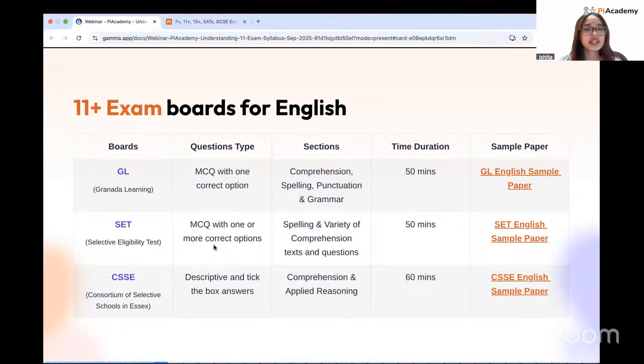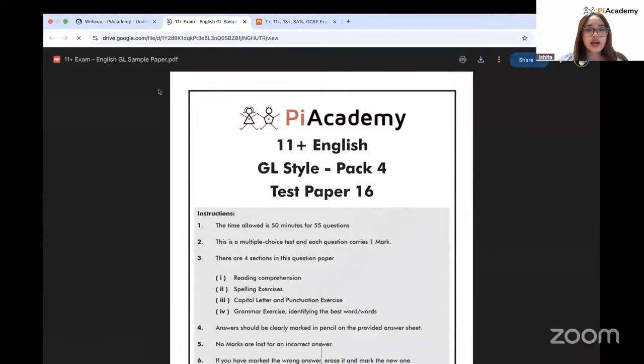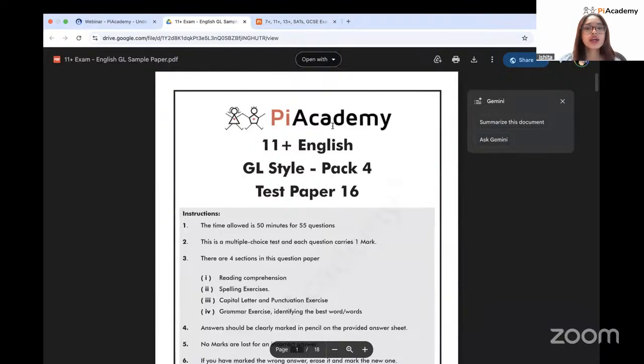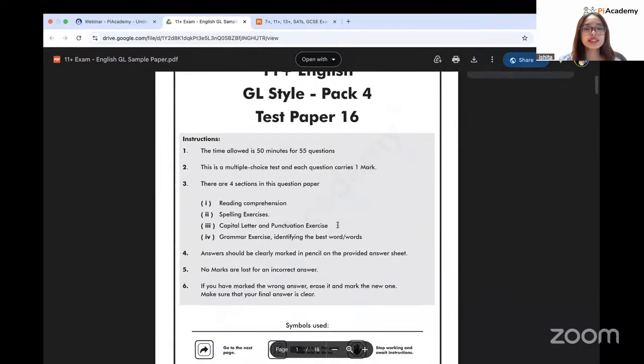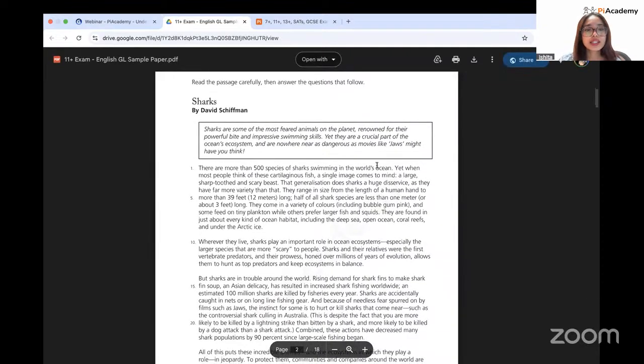For Granada Learning, we can have a look at a little sample paper to give you a walkthrough. This is Pi Academy's designed 11 plus English GL style test paper, specifically designed on the GL style format. As you can see, we have laid out the instructions similar to how your child would experience them in the actual exam. There are 4 sections: reading comprehension, spelling exercises, capital letter and punctuation exercises, and grammar exercises, which involve identifying the best word or words. I'll give you a little bit of a rundown.